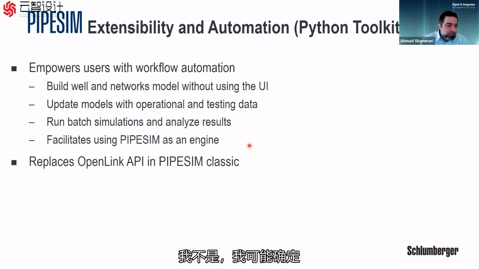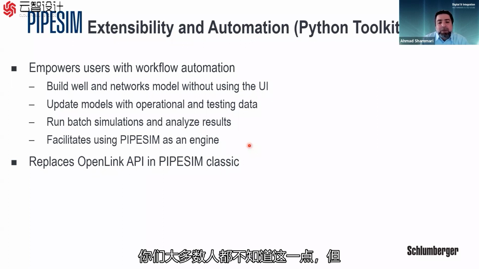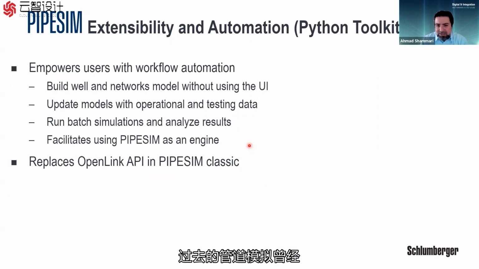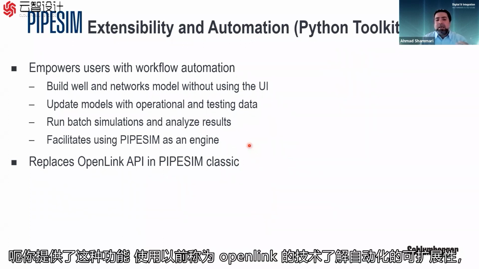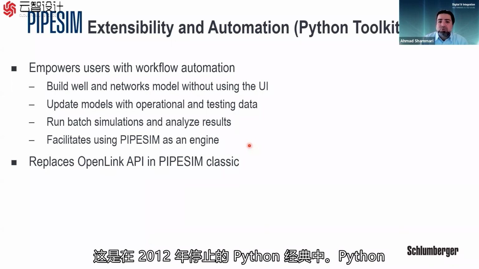So I'm pretty sure that the majority of you don't know that, but PipeSim in the past used to have this capability for extensibility and automation using a previous technology called OpenLink, and this was in PipeSim Classic that stopped in 2012.